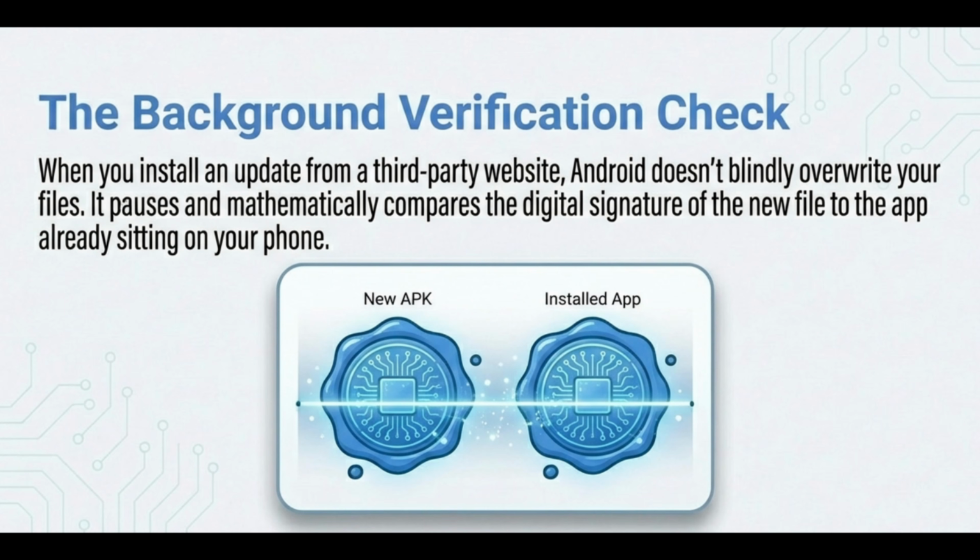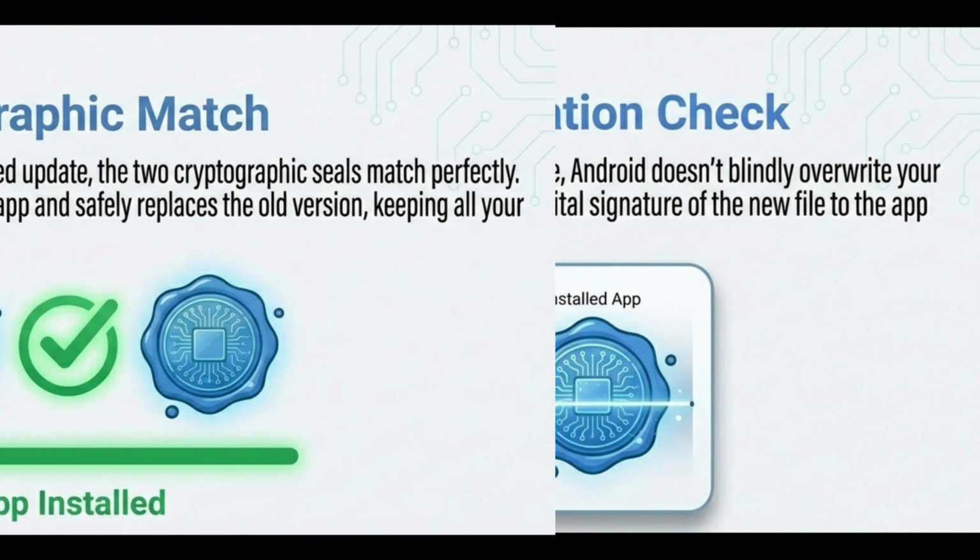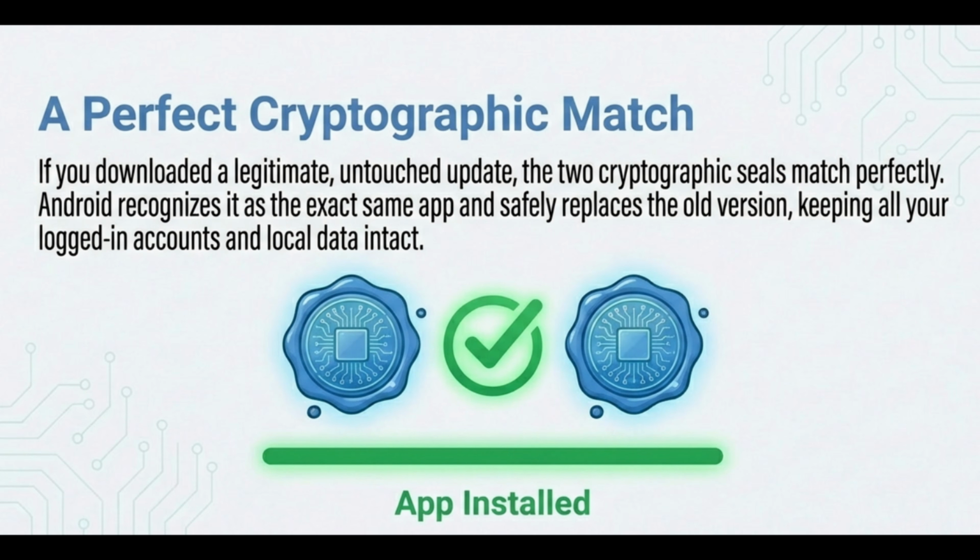If you downloaded a legitimate, untouched copy of the update, those two cryptographic seals will match perfectly. Because the math checks out, Android recognizes it as the exact same app, just a newer version of it. And that allows the operating system to safely replace the old version, keeping all of your logged in accounts, emails, and local data completely intact.